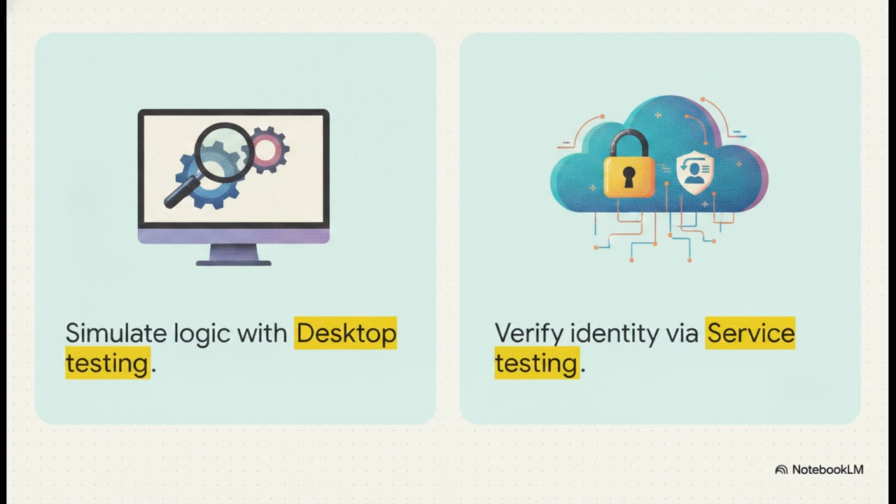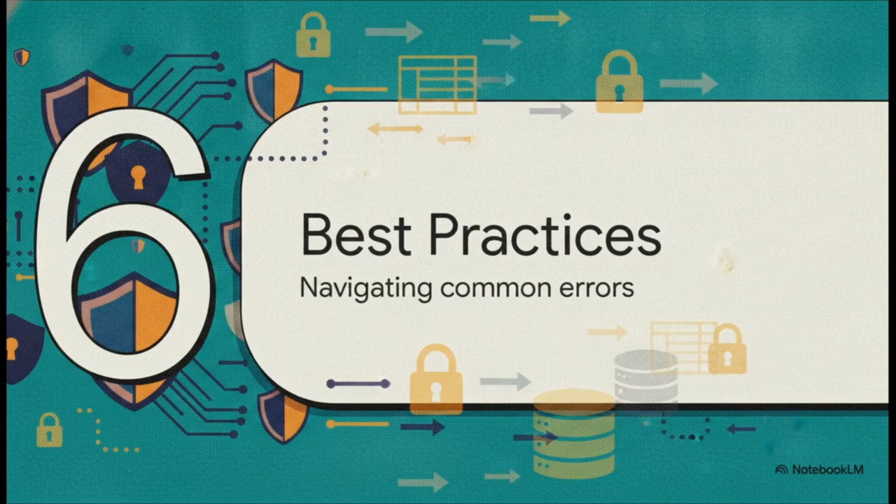But desktop testing isn't enough, because it doesn't actually know who is logging in via the web. It's just a simulation. So that brings us to service testing. Once your report is published, you must use the Test as Role feature inside the dataset security settings. This evaluates the user's true Azure Active Directory identity in the live cloud environment. It is quite literally the only way to ensure full spectrum validation before you go dropping that link to the entire company.